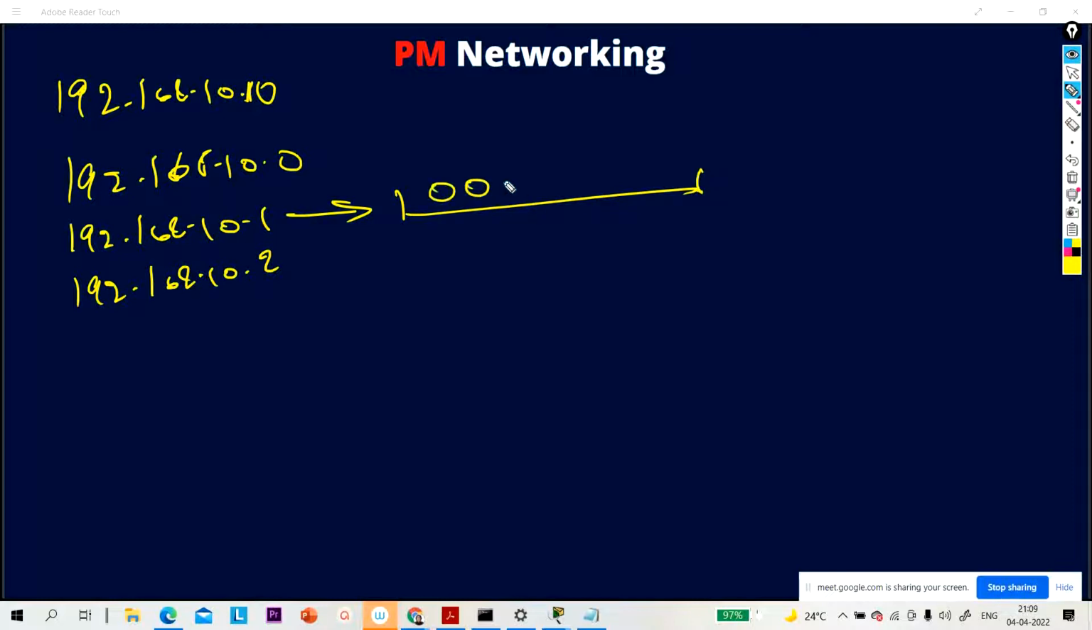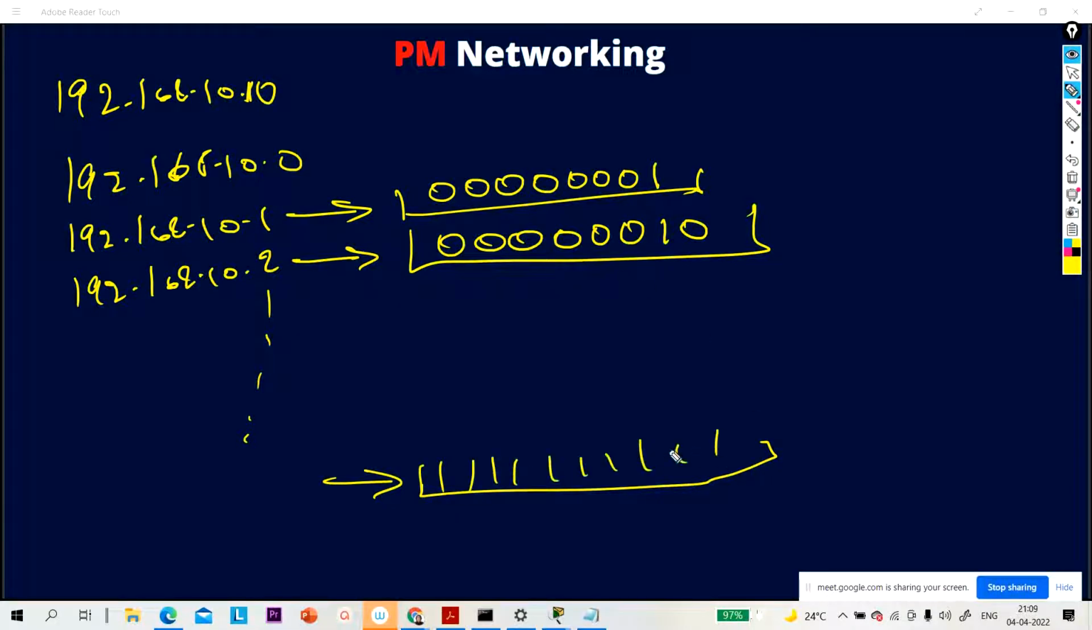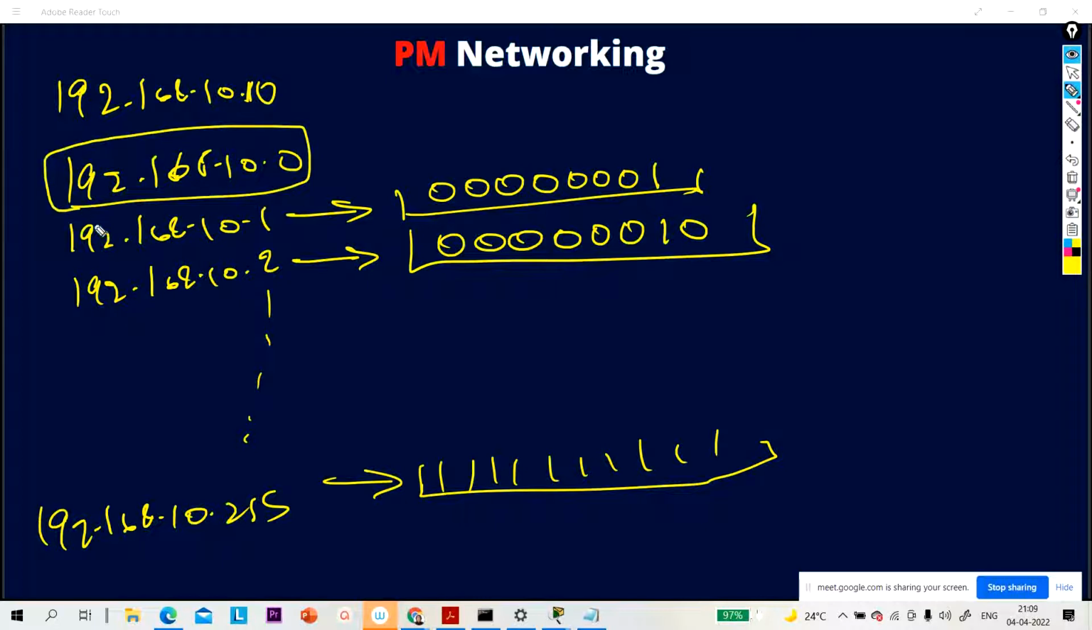So in the last octet, the values will be 4, 5, 6, 7, 8. For 2, the last octet value will be 0, 0, 0, 0, 0, 0, 1, 0. And so on, 10.3, 4, 5, 6, 7, 8, and at the last all bits will be 1. So when all bits are 1, what will be the value in decimal? 192.168.10.255.